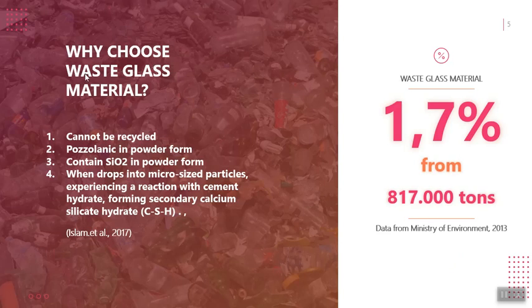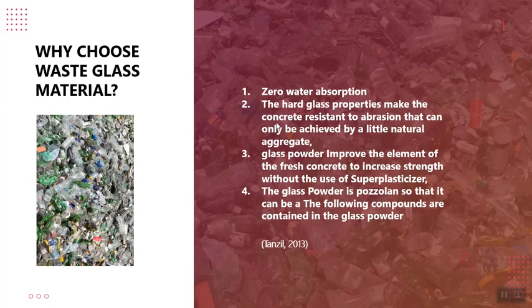And why do we choose waste glass material? First, it cannot be recycled. Then, according to data from the Ministry of Environment in 2013, waste glass material contributes 1.7% of 870,000 tons of trash. The second is that it is pozzolanic in powder form. Third, it contains silica in powder form. And the last is that when ground into micro-sized particles, it reacts with cement hydrate, forming secondary calcium silicate hydrate. And these are the other advantages of waste glass material.